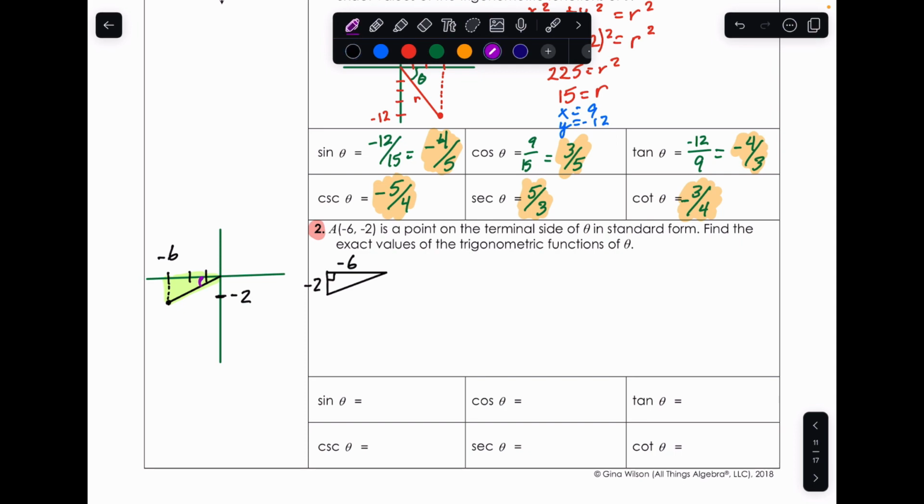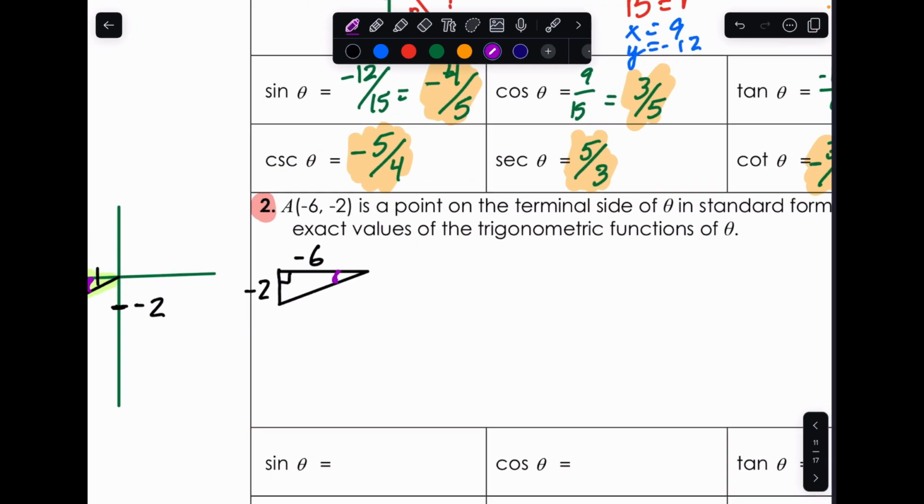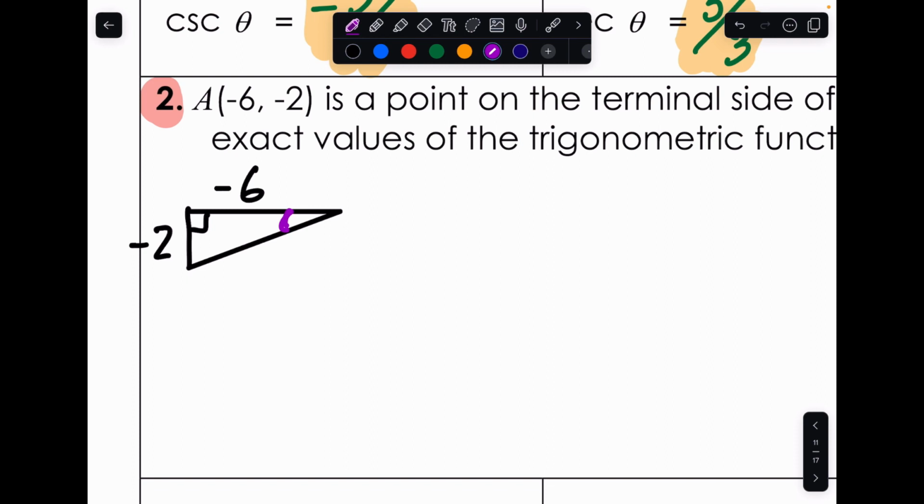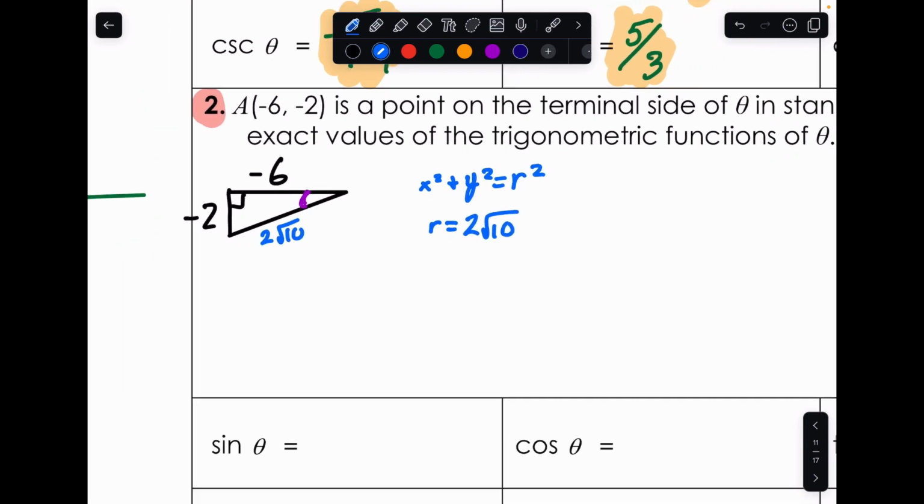This one right here, in the purple. How do we find that missing side or hypotenuse? That is just going to be x squared plus y squared is equal to r squared. Hopefully, if you started working on this, the answer should be 2√10. I'm going to end up with 2√10 here. And then I just want you guys to fill it in.